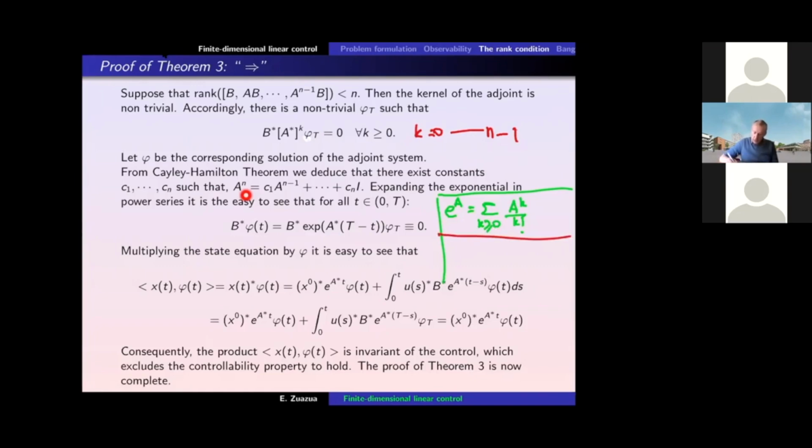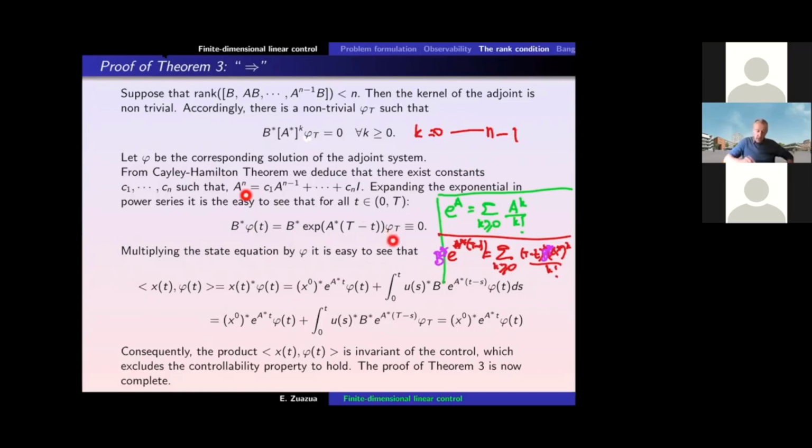The same you can do here. And then you can say that the exponential of A star (t minus s) is the sum for k greater than or equal to 0 of (t minus s) to the power k, A star to the power k, divided by k factorial. And if you multiply everything by B star, you have here everything multiplied by B star. Then you see that, phi T being in the kernel of these operators, it means that phi T is also in the kernel of this projected semigroup.